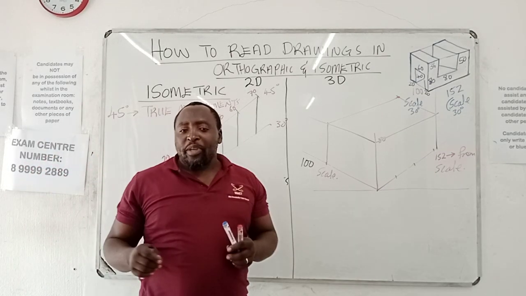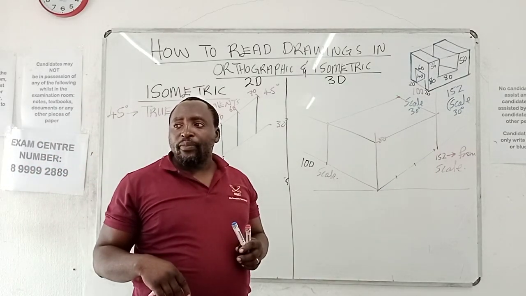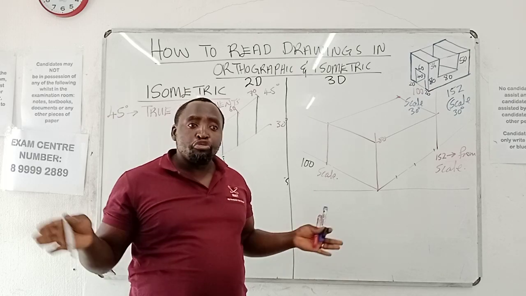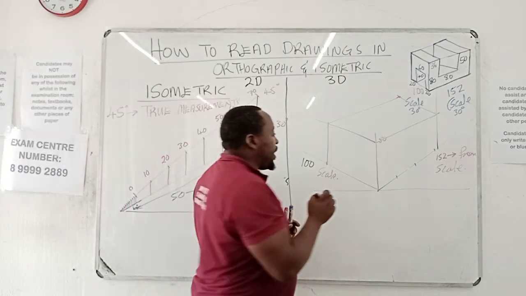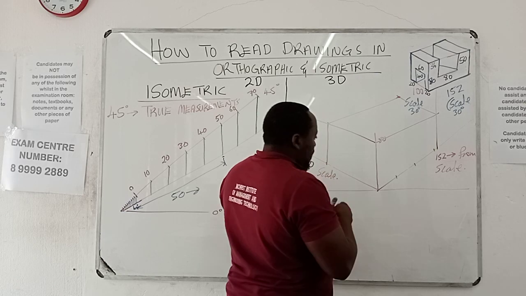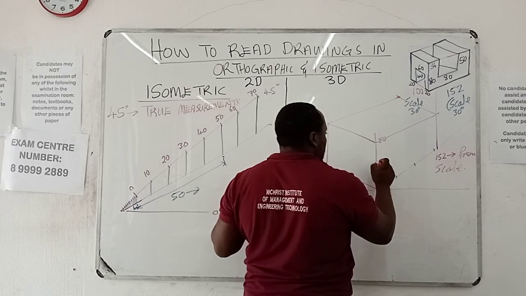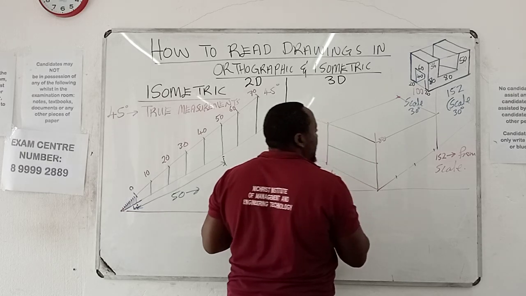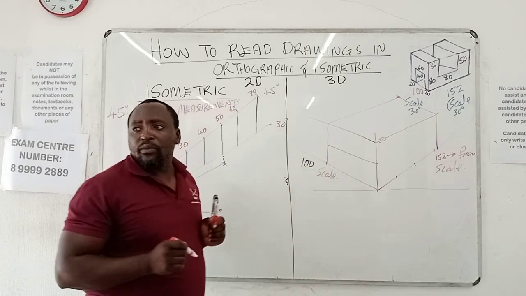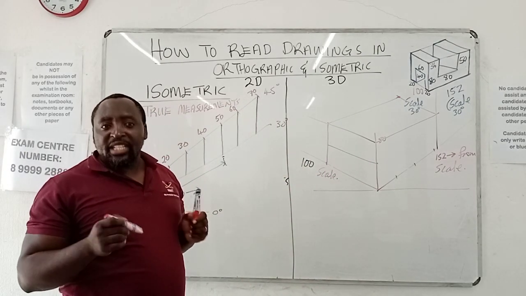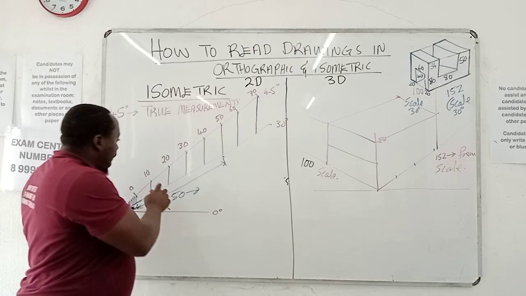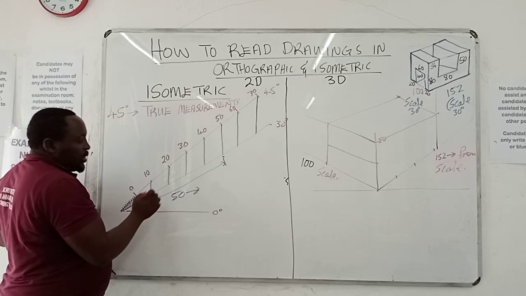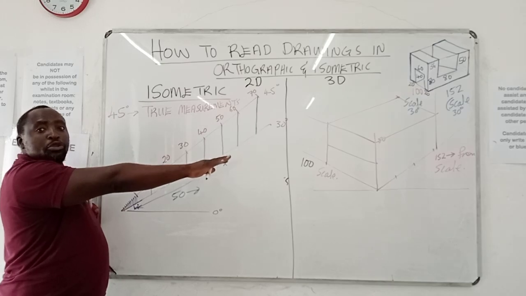Is the height going to be on the scale? No. Height is true. So I'll measure my 40. Then I'll draw 30 degrees line in that direction. I've measured my 40. I need to measure my 20. 40 is true. I will not use scale.